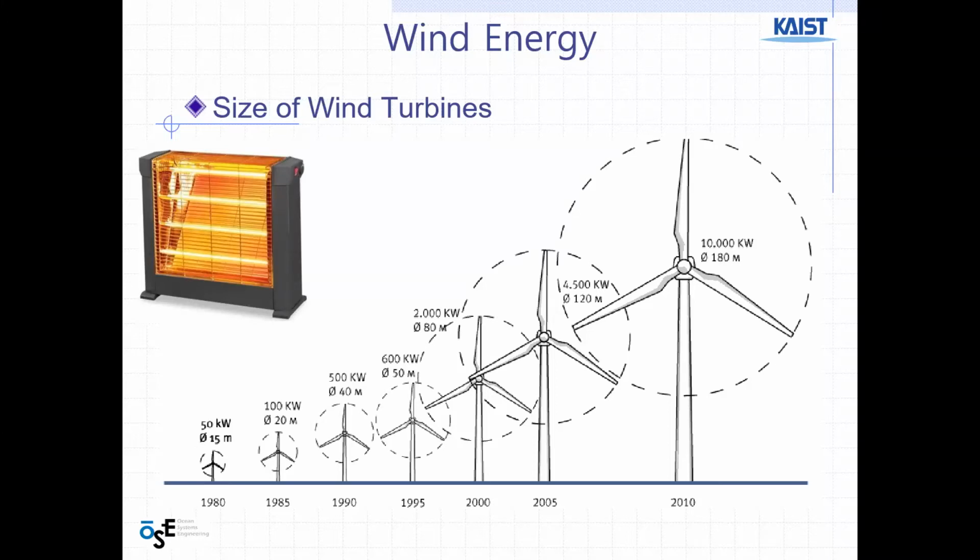Anyway, the small one, the diameter was 50 meters in 1980. They produce 50 kilowatts of electricity when they are in regular, steady operation. And then it comes to the 2010 recent one. It goes up to 10 megawatt, right? 10 megawatt. And the diameter of the turbine blade is 180 meters.